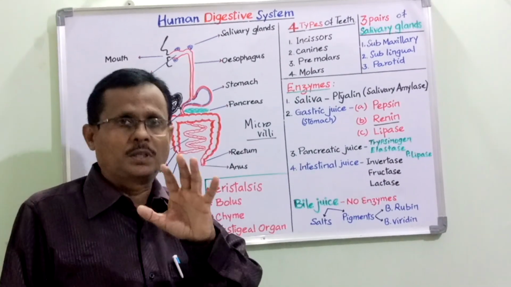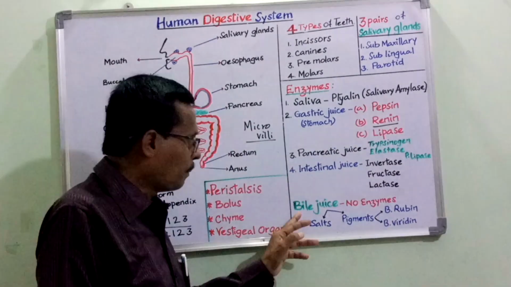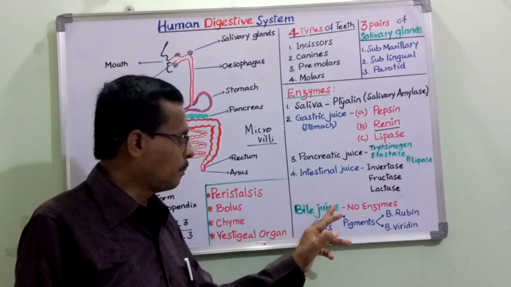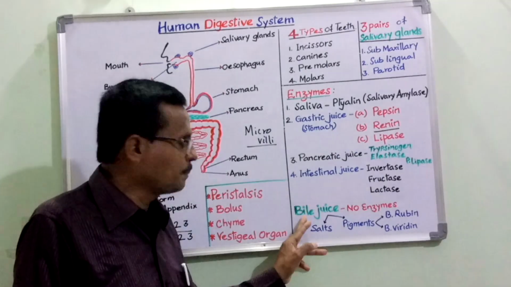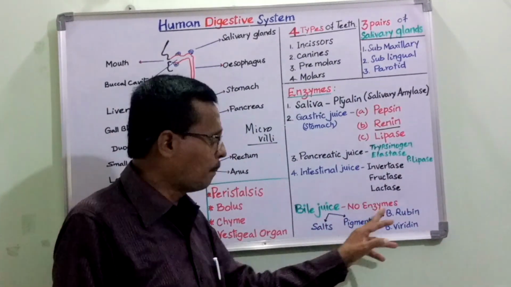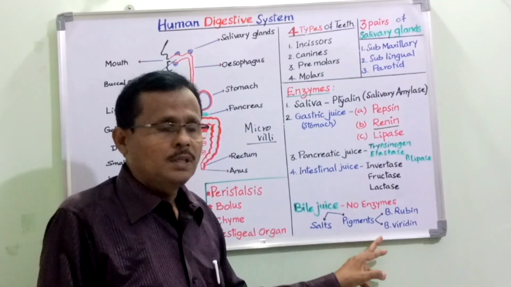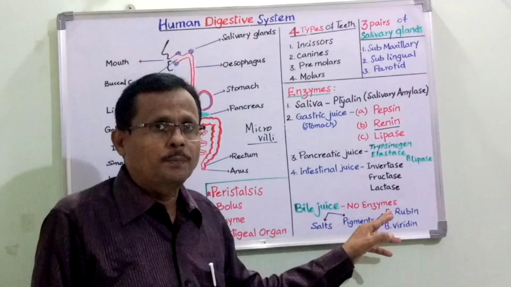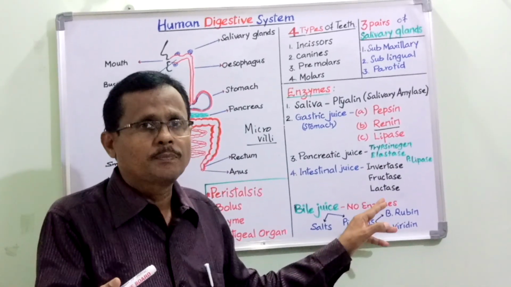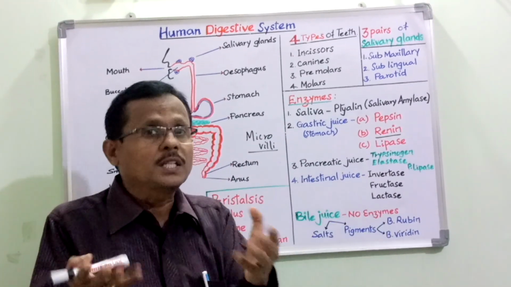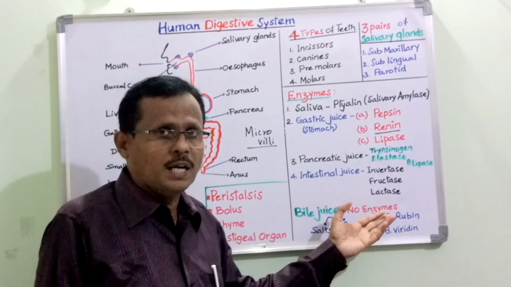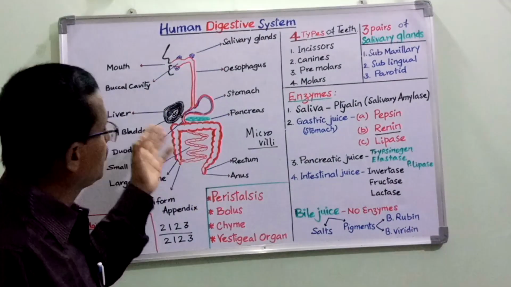Remember, the liver is the biggest gland. Bile juice contains bile salts and bile pigments. It helps in the emulsification of fats. The pigments are bilirubin and biliverdin. If the content of bilirubin exceeds, a disease called jaundice occurs, that is hepatitis. So this is a very dangerous sign. So here we end up with the concept.